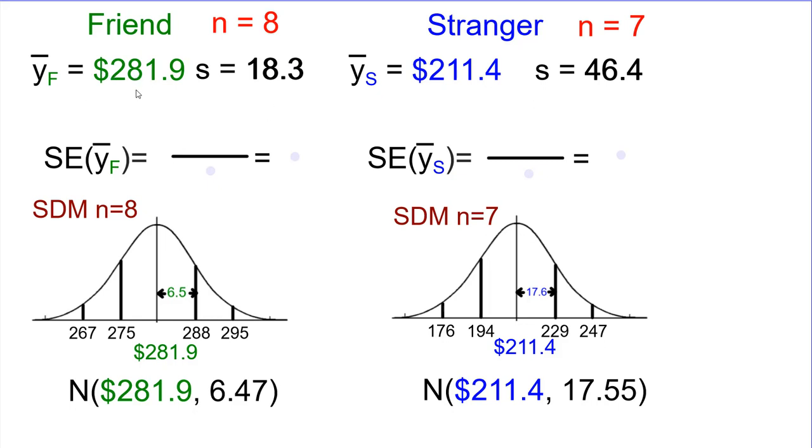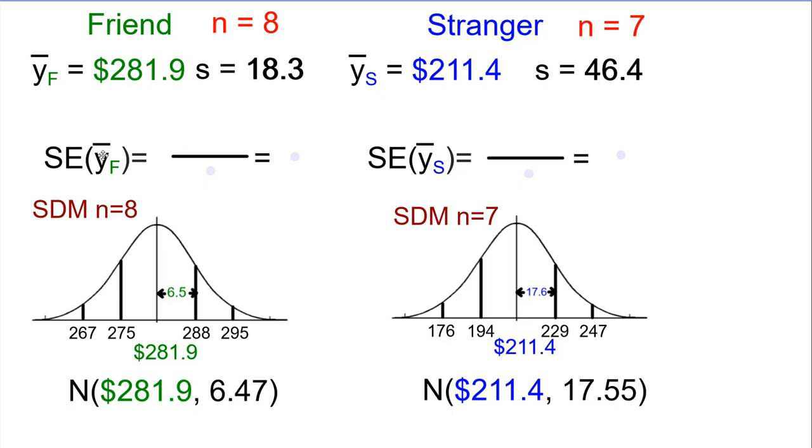All right, so here are our two different distributions with their summary statistics. The average that we would offer for the camera if buying from a friend, and the standard deviation, which is much smaller than the standard deviation for a stranger, and this is much more of an offer than the average that we offered the stranger. And the sample sizes are 8 and 7.